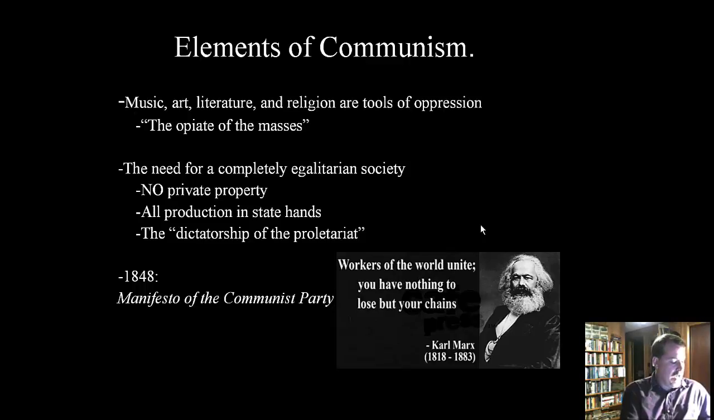Number nine, combination of agriculture with manufacturing industries, gradual abolition of the distinction between town and country by a more equitable distribution of the population over the country. And then finally, number 10, free education for all children in public schools, abolition of child labor, combination of education with industrial production.